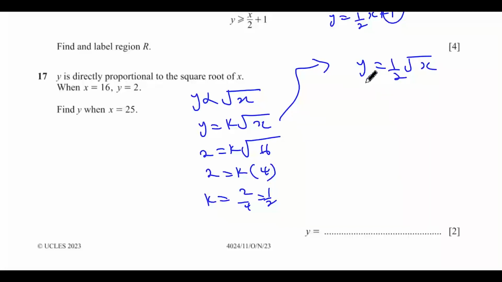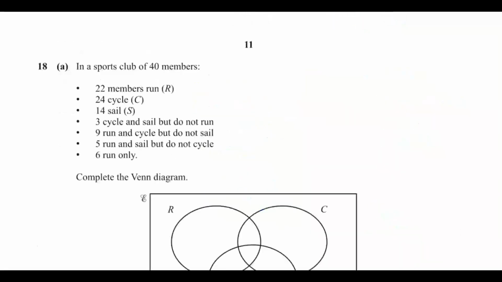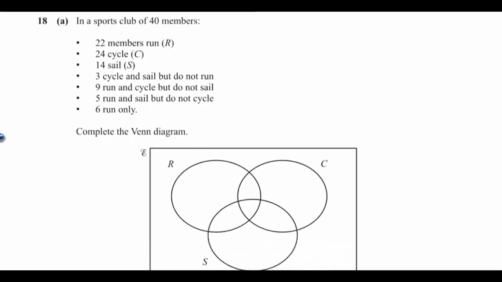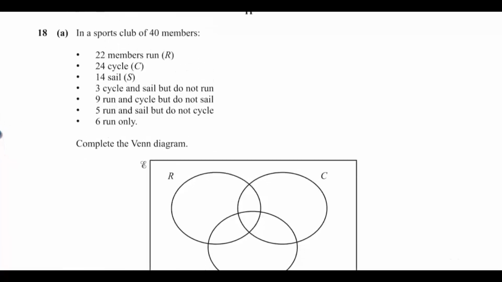Find y when x equals 25. y equals 1 over 2 root 25. y is equal to 5 over 2. So that will be the value of y, 5 over 2. Then the next question will be question 18. In a sports club of 40 members, we have these details, and we're asked to complete the Venn diagram.